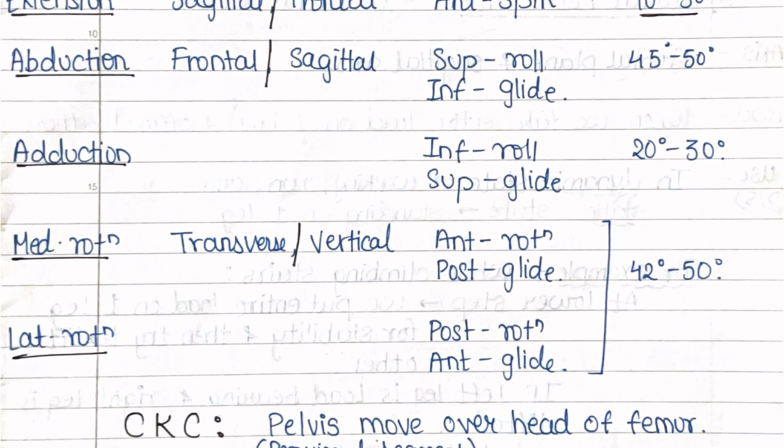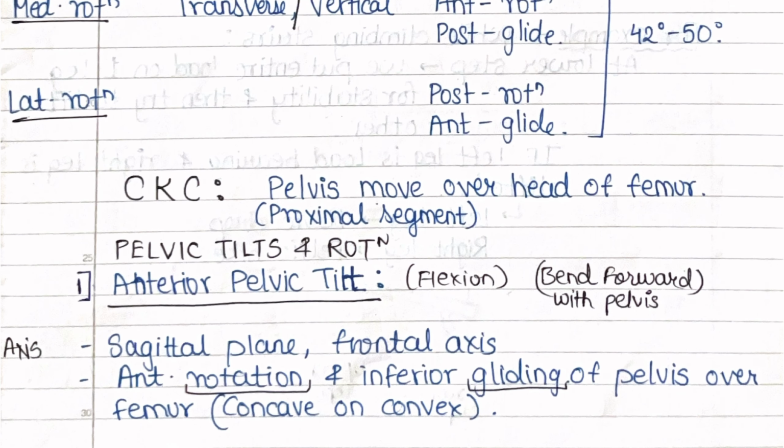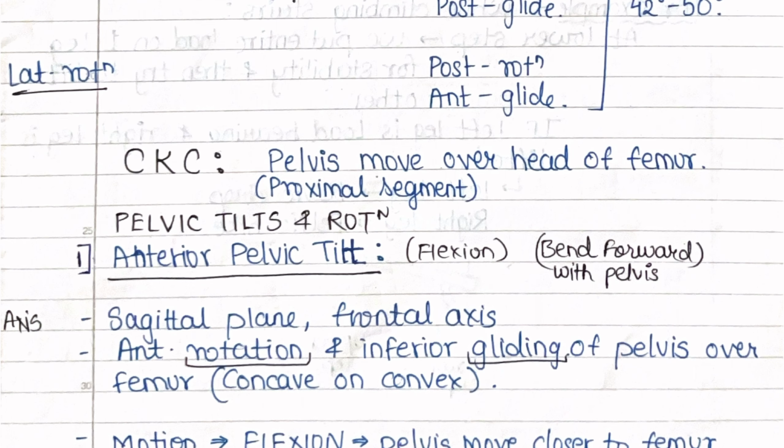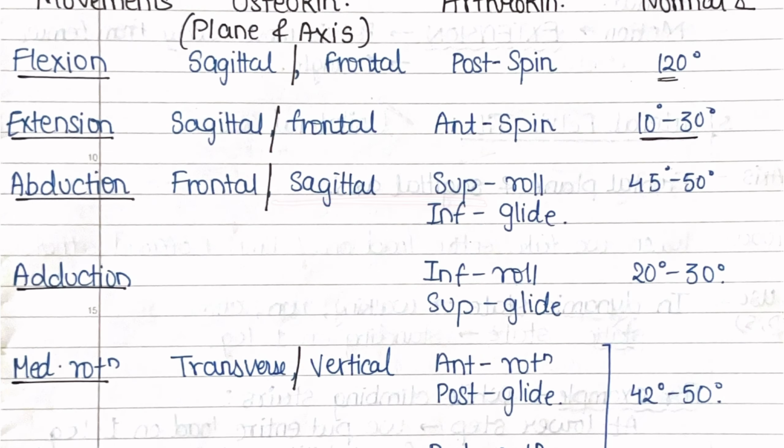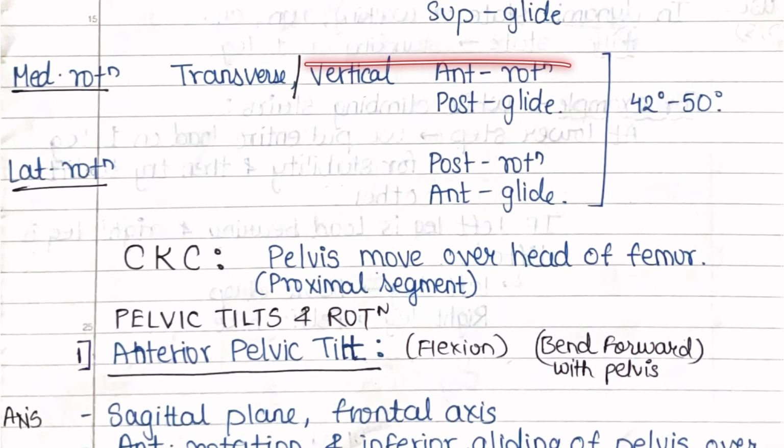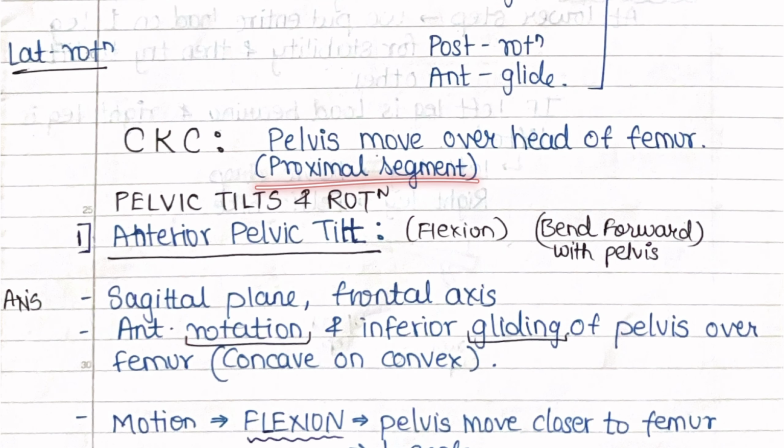We have completed the open kinematic chain of the hip joint. Now let us move on to the closed kinematic chain. In the closed kinematic chain, the head of the femur doesn't move. Here the pelvis moves over the head of the femur. Got it? So the proximal segment is moving. In the open chain the distal segment was moving, whereas in CKC the proximal segment is moving over the distal segment. So it includes pelvic tilts and rotation.